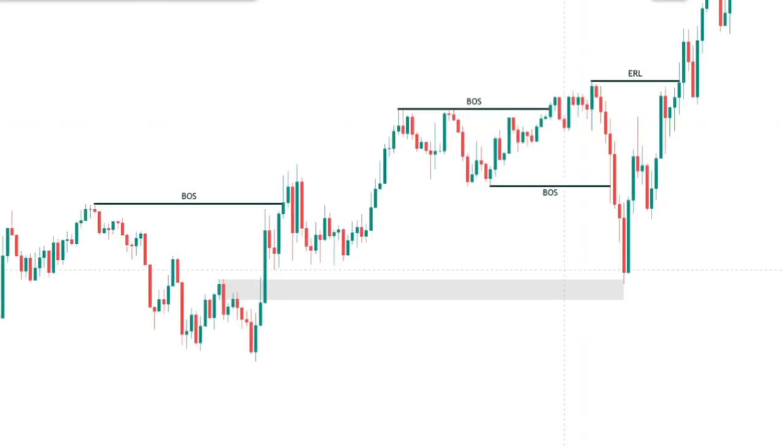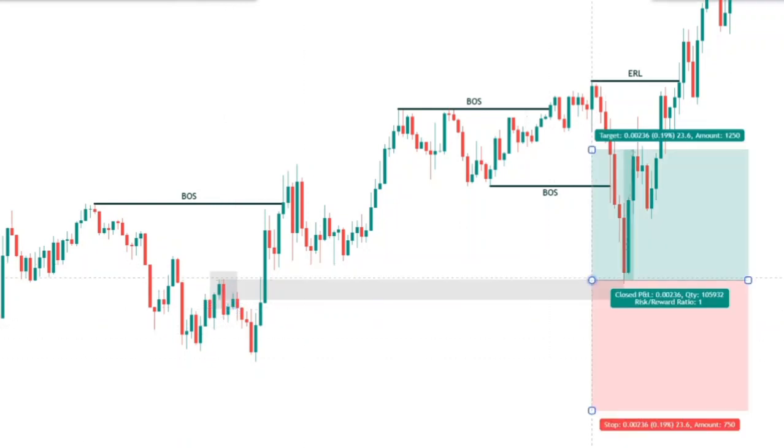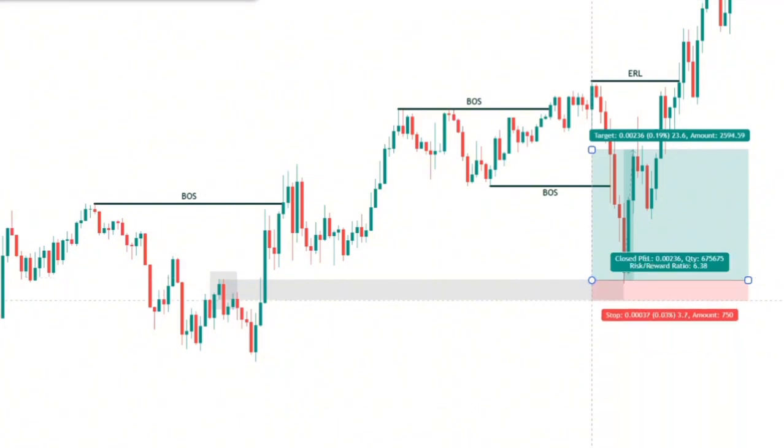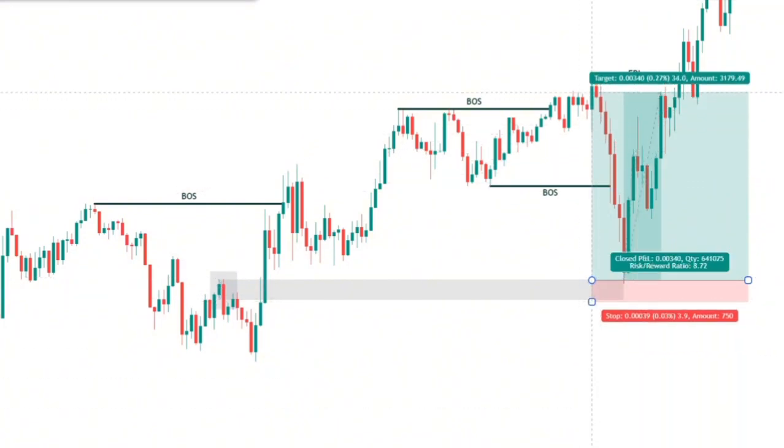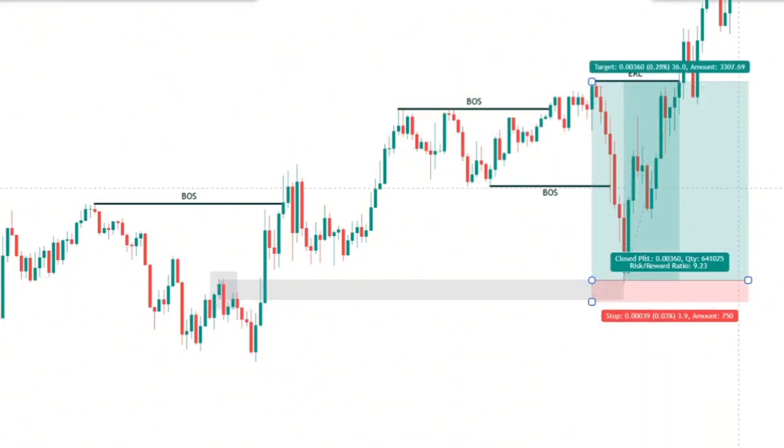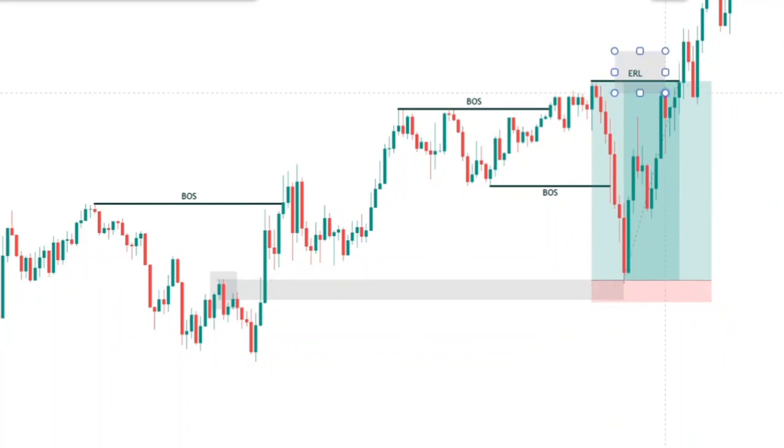In this next example, after establishing the trading range, price made a retracement into the point of interest, which in this case is a breaker block. So what we want to do is place an entry on the wick of the breaker block and the stop loss at the low of the order block. Then we place the take profit on the target liquidity, which in this case is the external range liquidity.